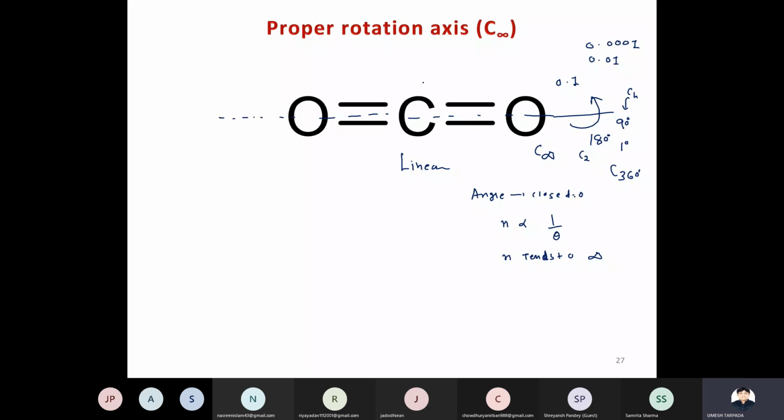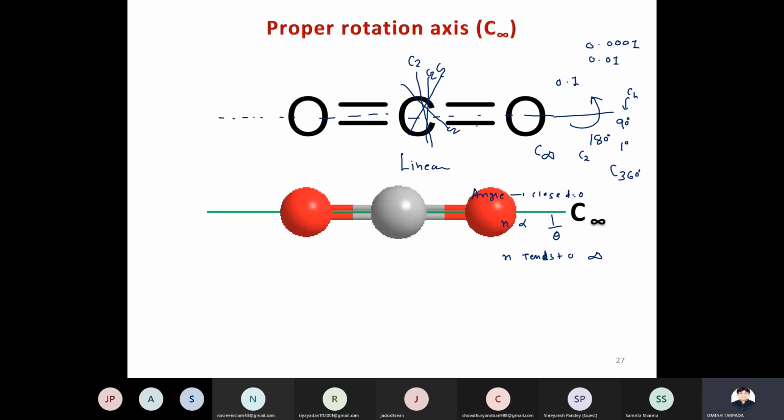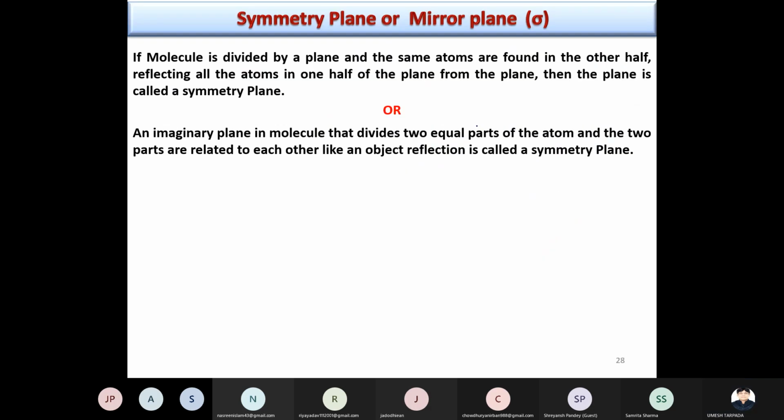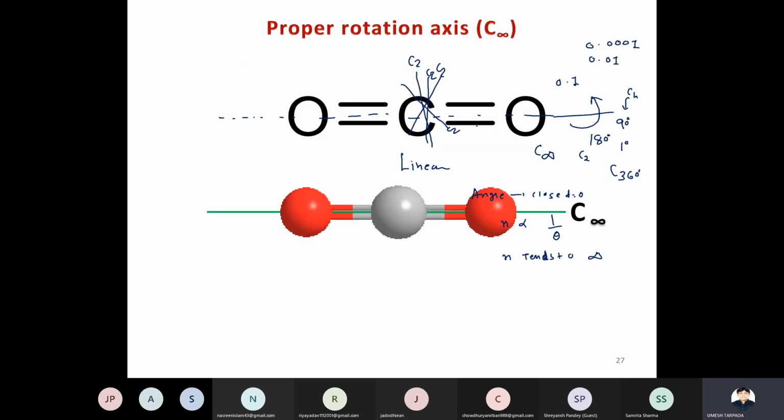Of course, you can have n number of C2, an infinite number of C2 here. You can take a number of C2 at a time. You just rotate at 180, then oxygen goes to the position of oxygen because it is a linear shape. But here, the principal axis is C infinity and the remaining other axes are C2. So look at here, this is your principal axis. So this is about axis of rotation. We have just completed proper rotation axis.